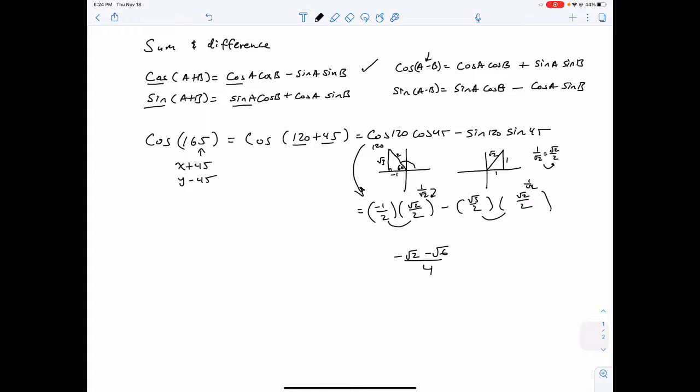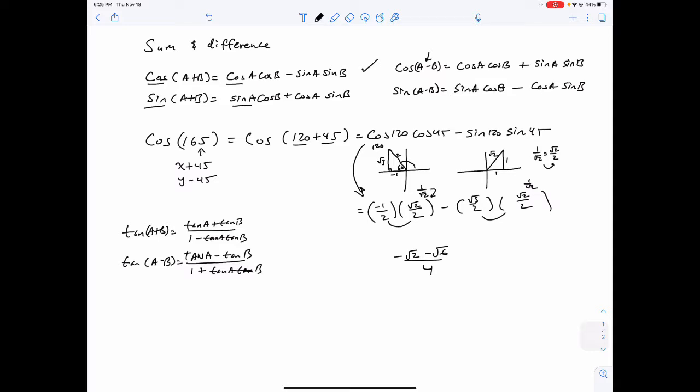We just have two more extra identities for tangent. So tangent of A plus B will be tan A plus tan B all over 1 minus tan A tan B. And the difference, tangent of A minus B, is equal to tangent A minus tangent B over the flipped sign, 1 plus, this time, tan A tan B.